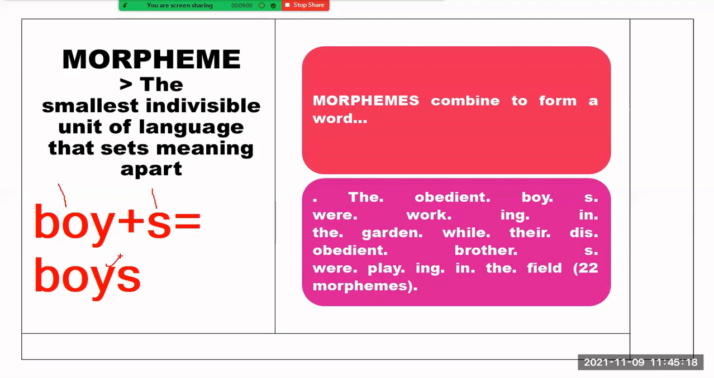So morphemes are the smallest indivisible units of language that set meaning apart. How do they set meaning apart? Now, when we talk of boy, you are talking of one young male human being, all right? Now, if you add S, it changes the meaning because it's no longer singular. You are not talking about one boy now, you are talking about two or more boys. So that is how a morpheme can set meaning apart. Adding S to boy changes the meaning of it by changing it from boy to boys.